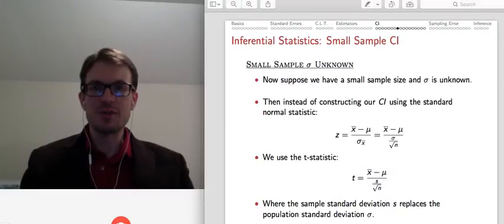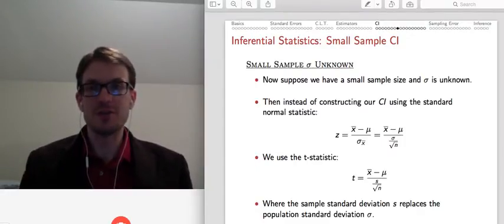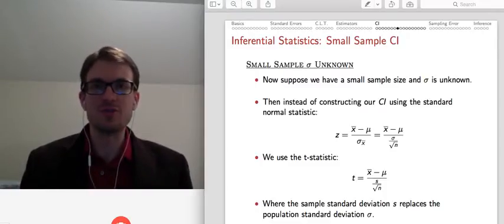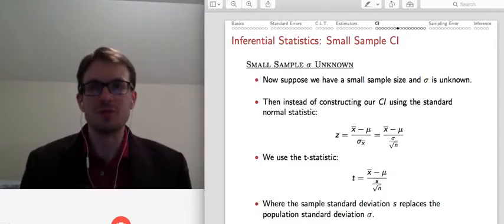Now, suppose we have a small sample size and the population standard deviation is unknown. Presumably that's because the original distribution was not normal, or the sampling distribution fails to be approximately normal because we haven't satisfied the n greater than 30 criterion to be able to apply the central limit theorem. At any rate, we need to use the t-distribution in order to build our confidence interval.